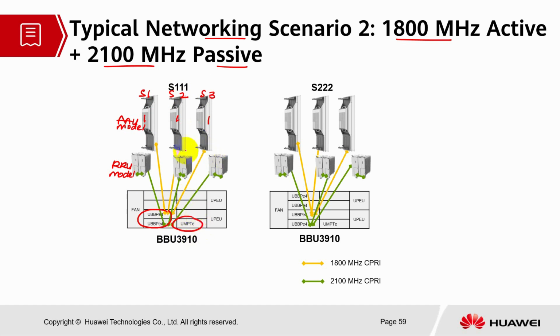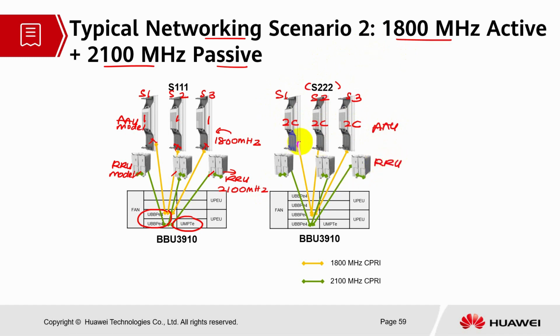So the yellow color link is referring to 1800 megahertz towards the AAU model, and the green color link is referring to the RRU model. So this one is 2100 megahertz. The second picture is referring to per sector, we have 2 carriers. So this is for the AAU model and this is for the RRU model.